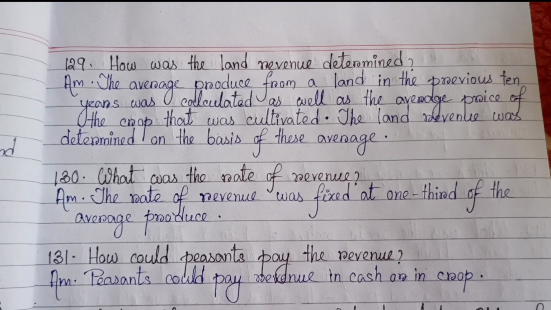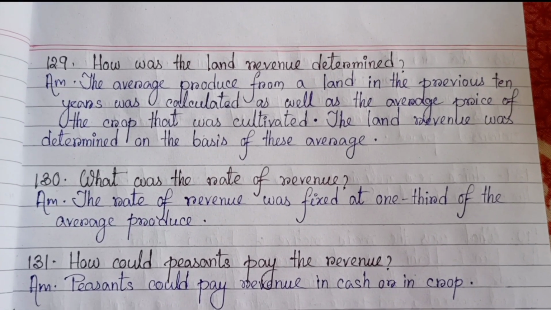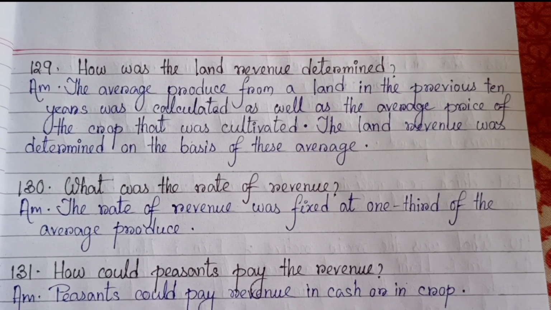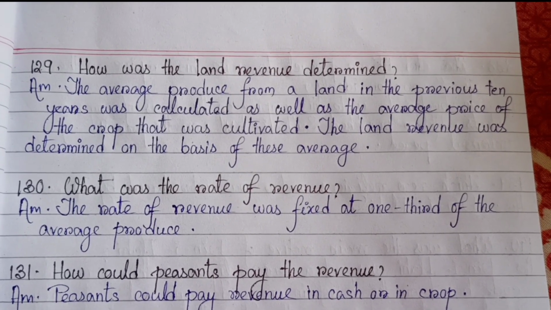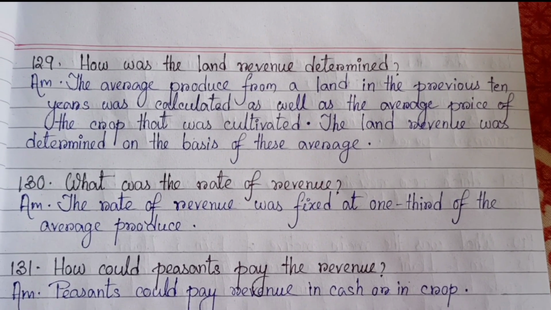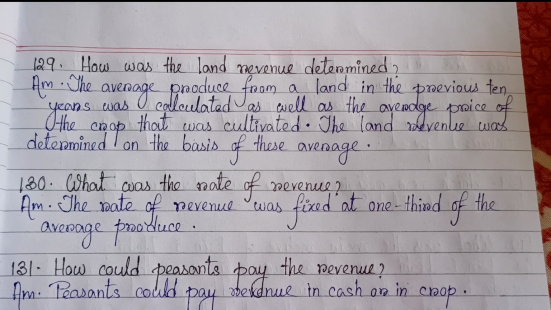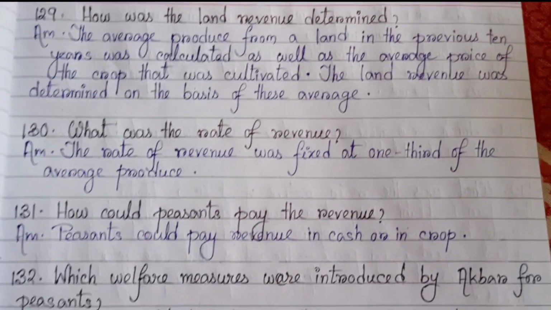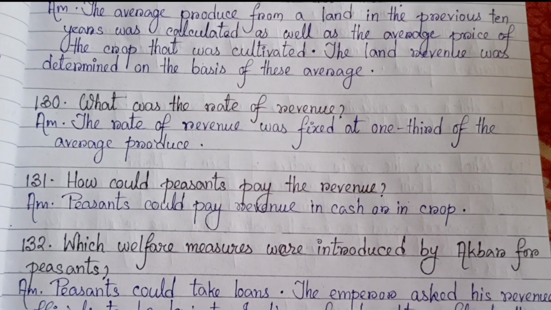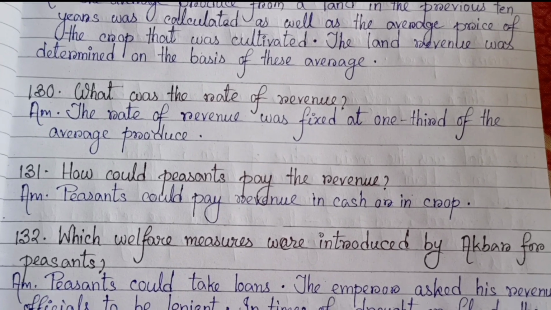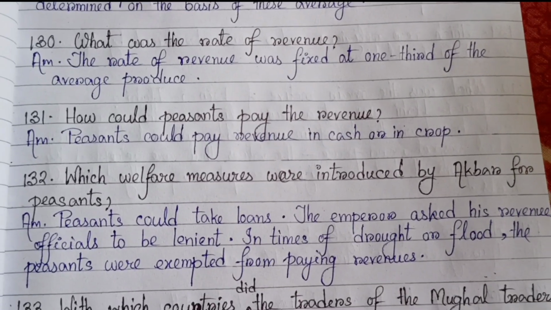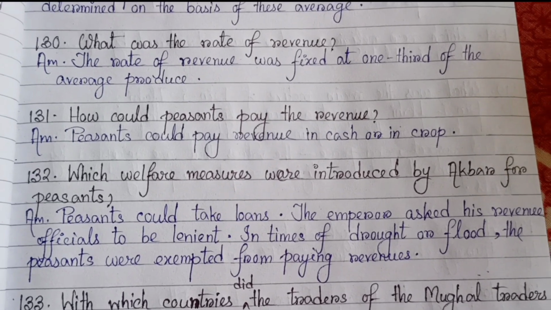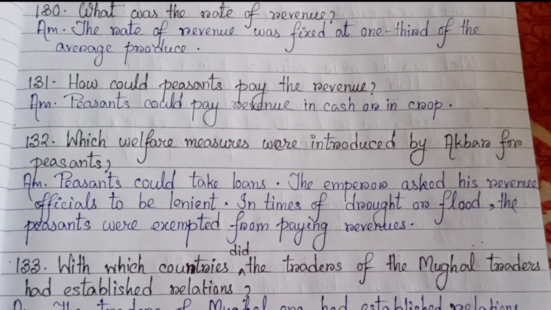How was the land revenue determined? The average produce from a land in the previous 10 years was calculated as well as the average price of the crop that was cultivated. The land revenue was determined on the basis of this average. What was the rate of revenue? The rate of revenue was fixed at one third of the average produce. How could peasants pay the revenue? Peasants could pay the revenue in cash or in crop.